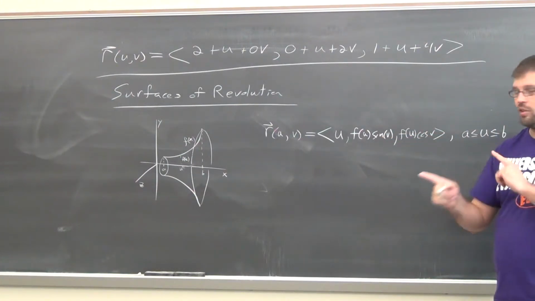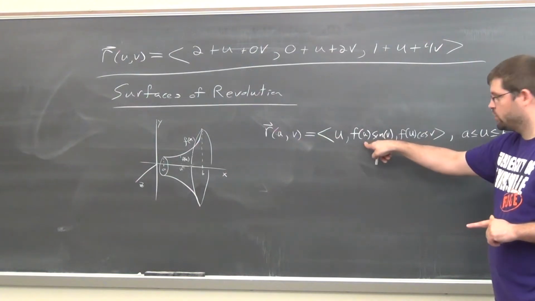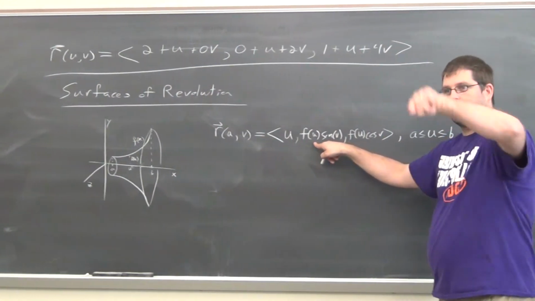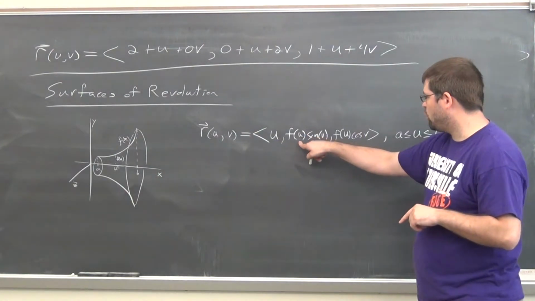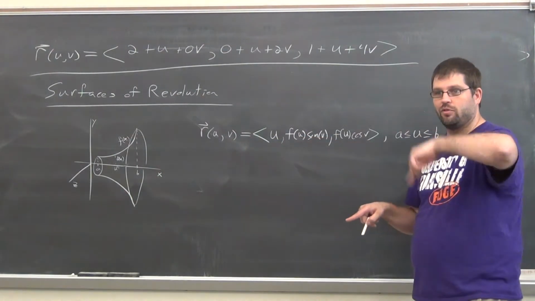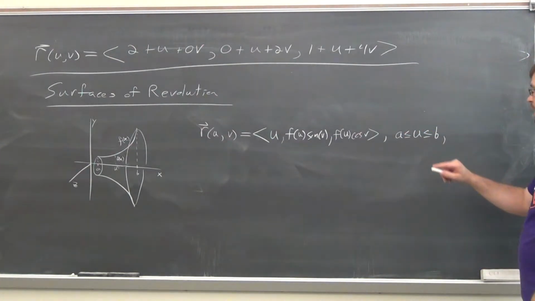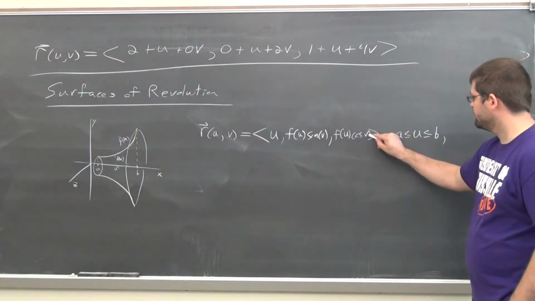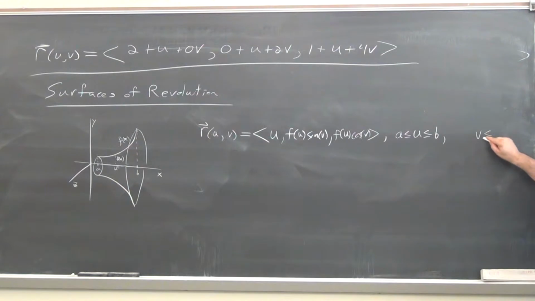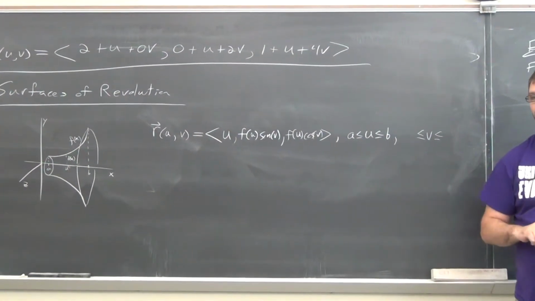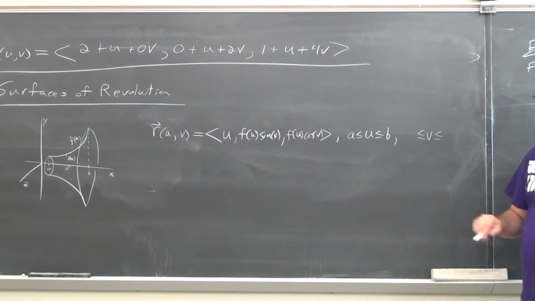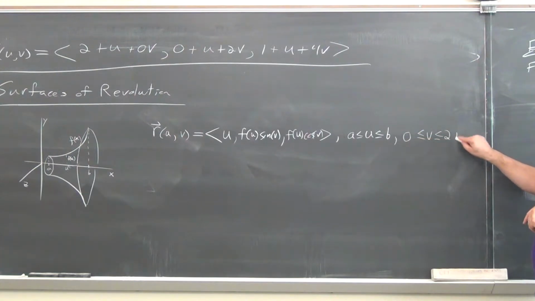Does that make sense? So this way the y's and the z's will spin out a circle of radius f of u, which is what you want to have happen. And then what should be the bounds on that v? From 0 to 2 pi will give me one revolution, right? So 0 to 2 pi.